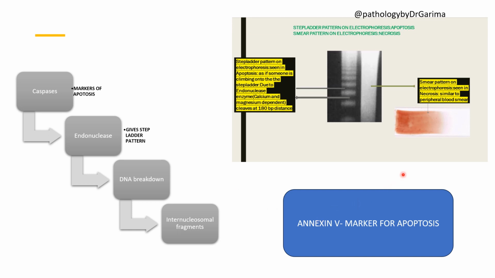So as you can see here, because of the endonuclease, there is a stepladder pattern in the tissue indicative of apoptosis. If there is a smear pattern of the tissue, it is indicative of necrosis. What do I mean by smear pattern? Have you all seen a peripheral blood smear? Have you all seen how the blood film is so smooth and so straight? There are absolutely no breaks. Very similar to that, in the agarose gel electrophoresis, if the tissue has undergone necrosis, it will give us a smear-like pattern.